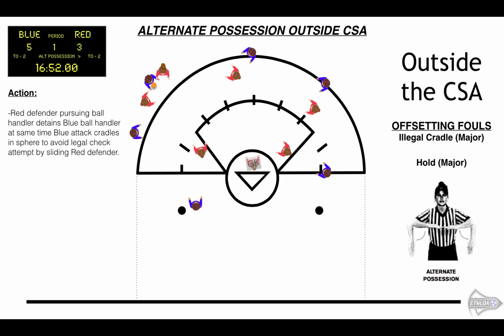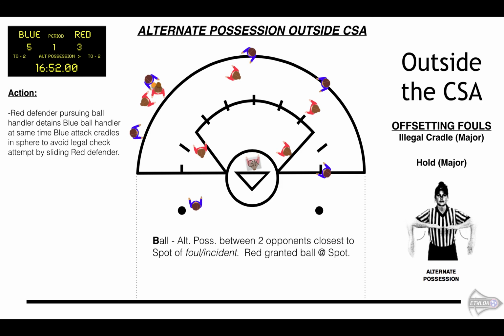Look to the table, confirm who has alternate possession. In this case, it's red. So here, we'll give it to the two opponents closest. So that's the blue with the ball and the red that held. Red will be granted the ball at the spot, and the opponent will move 4 away and closer to her goal, and all others will move 4 away. That's how play will be restarted.